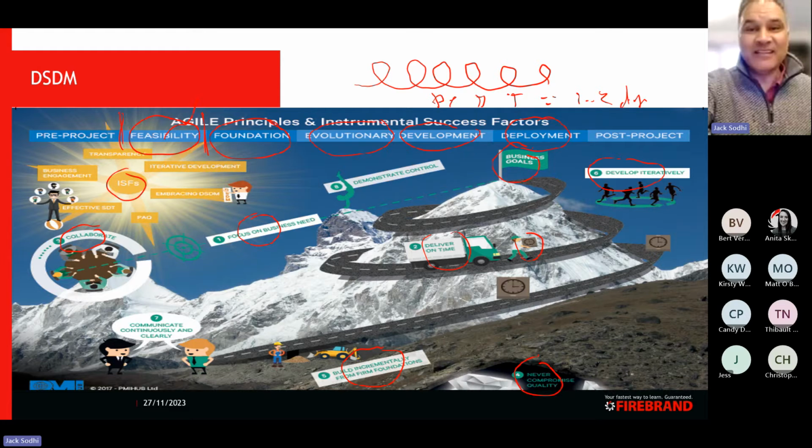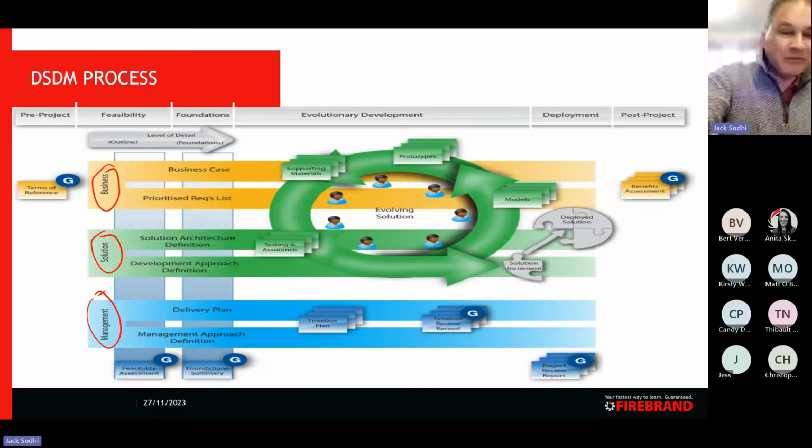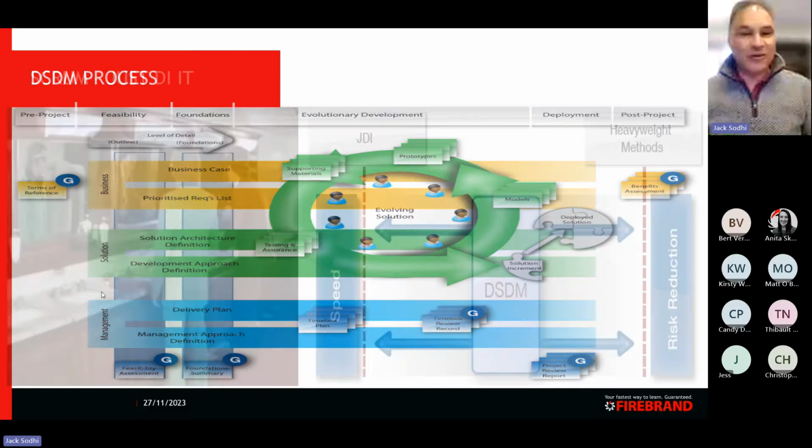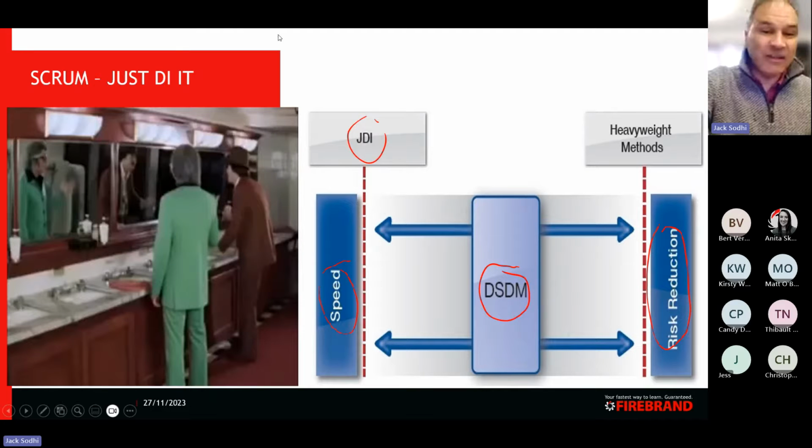Then you've got the actual flow of the different documents. So you've got the business focus, the solution focus, and then the management focus on those. And then looking at Scrum, DSDM is sort of in the middle. You've got the restrictive methods, which are more comprehensive, and you've got the speedier ones, and that's just in time. Or sorry, just do it.